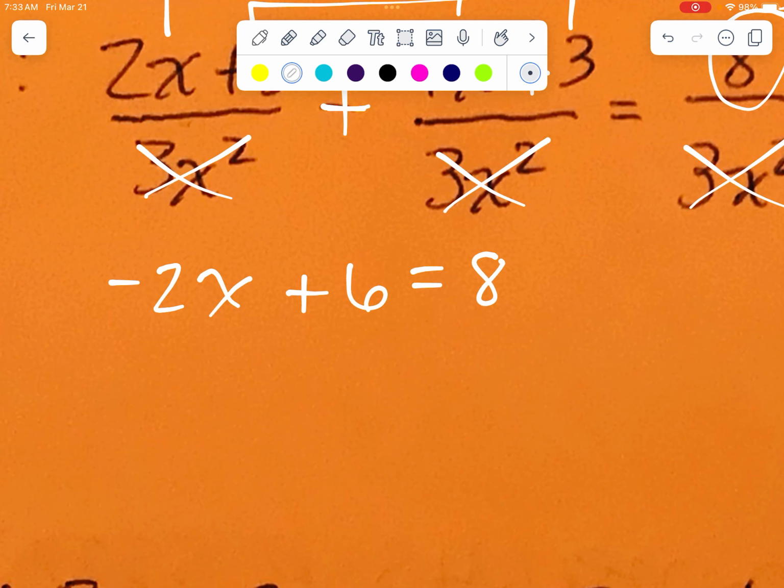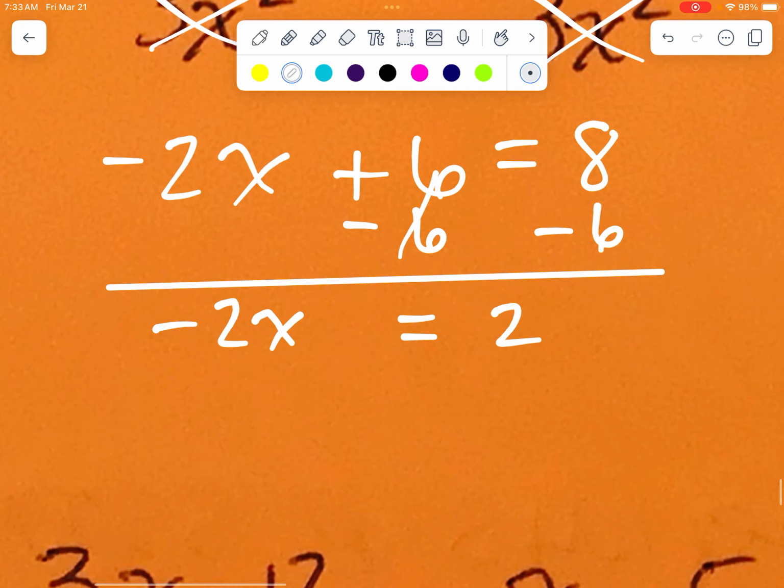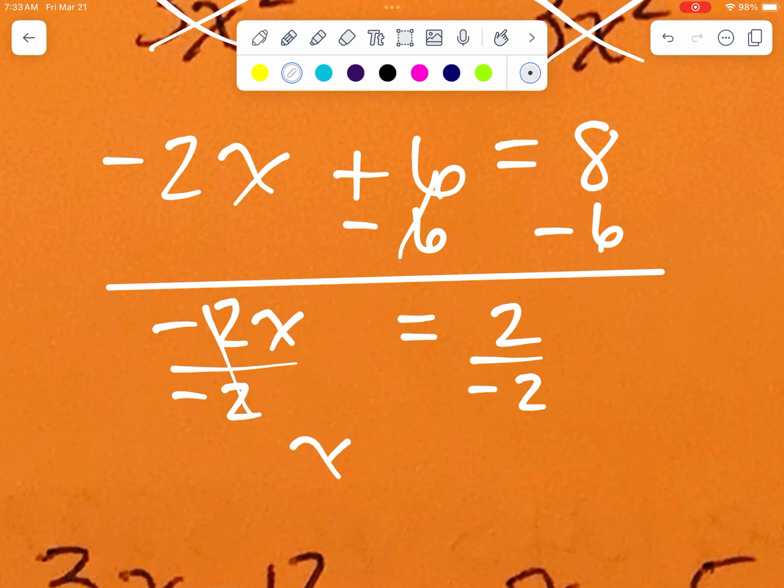We need to get x by itself. We're going to subtract 6 to the other side. Bring down our -2x, and that leaves us with 2 on the right. 8 minus 6 is 2. We're ready to do the opposite of multiplying by -2, that is to divide by -2. Divide by -2. And 2 divided by -2 is -1.